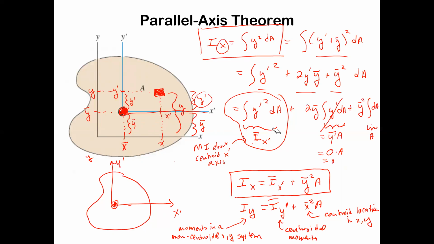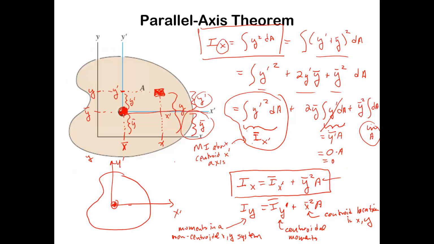The last term is going to give you y bar squared dA. That's just y bar, which is a constant because the centroid doesn't change and the xy axis is fixed. So this y bar isn't going to change. So y bar is a constant squared times dA. That's just going to give us the area. So that's just y bar squared times the area. That gives us this term here.